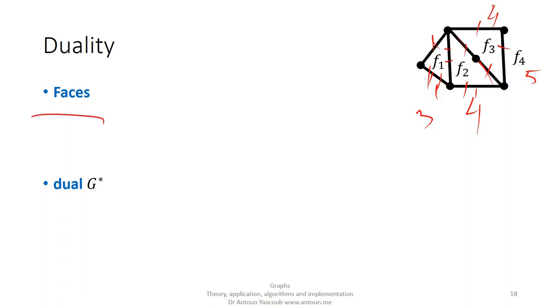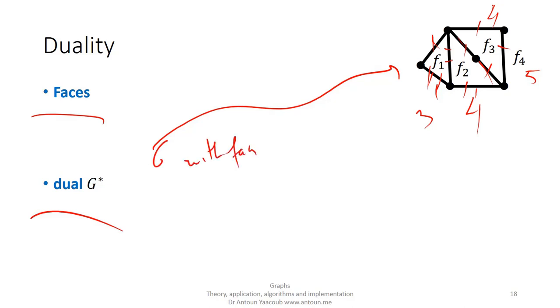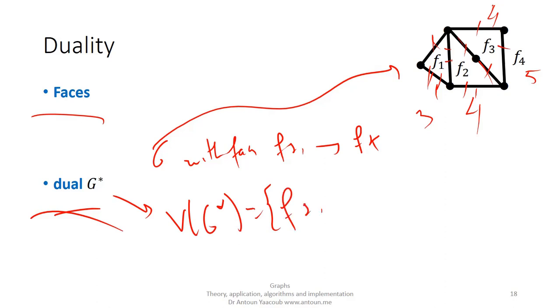So what do we call a dual? Given a graph G with faces F1, F2, F3, till Fk, the dual graph, which we call G star, is as follows. The set of vertices of G star are the faces. We'll redraw it now in a while. And the edge set is obtained by placing an edge between the vertices of the faces for every edge shared by those faces.